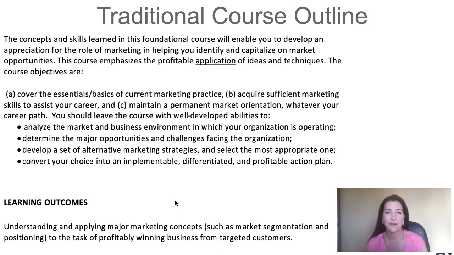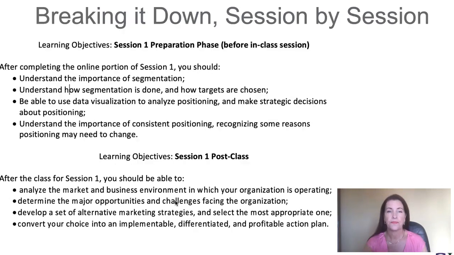So a traditional course outline might look something like this. We all have different ones, of course, depending on our disciplines, but there's some sense of what we want the students to learn at the end of the class. So you see 4 bullet points here, and then we might have a sentence or two that has an overall learning outcomes. What we're going to do now is break those down very specifically.